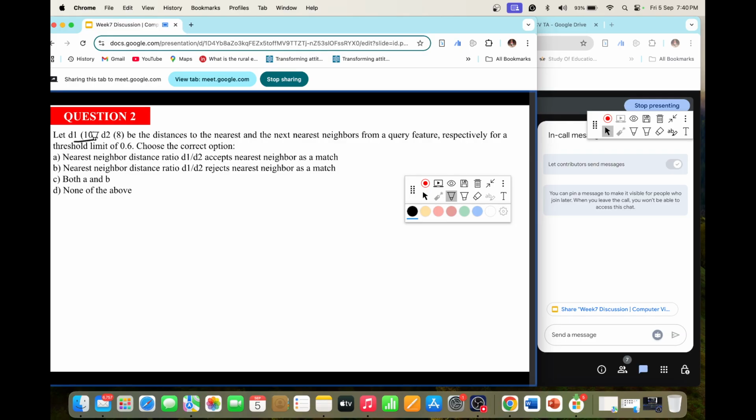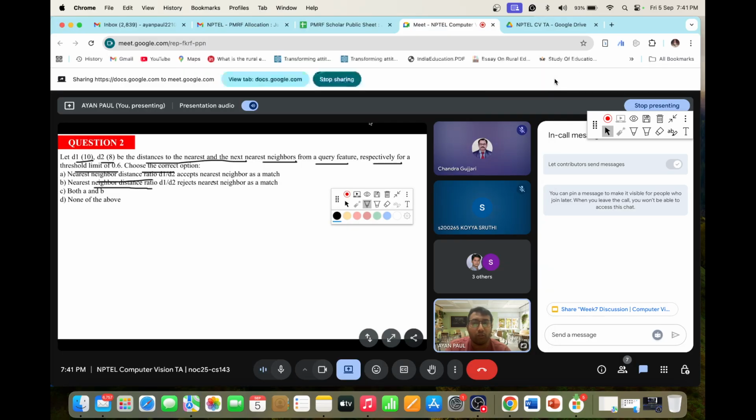We have two distances, d1 and d2, the distances of the nearest and the next nearest neighbor from a query feature respectively, for a threshold limit of 0.6. Choose the correct option. Nearest distance ratio d1 by d2 accepts nearest neighbor as a match. Nearest distance ratio d1 by d2 rejects nearest neighbor as a match. Both A and B, or none of the above. So how can you do it?